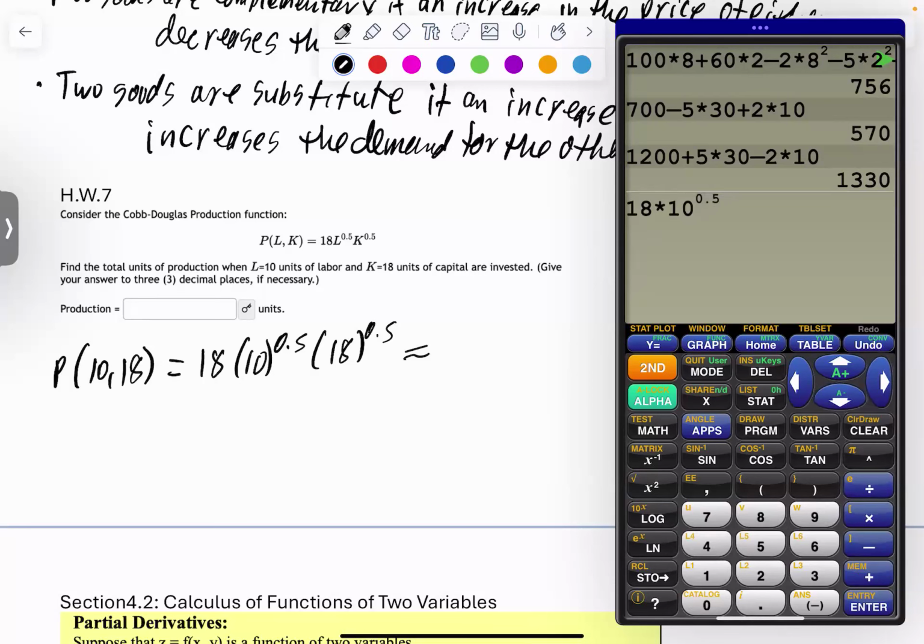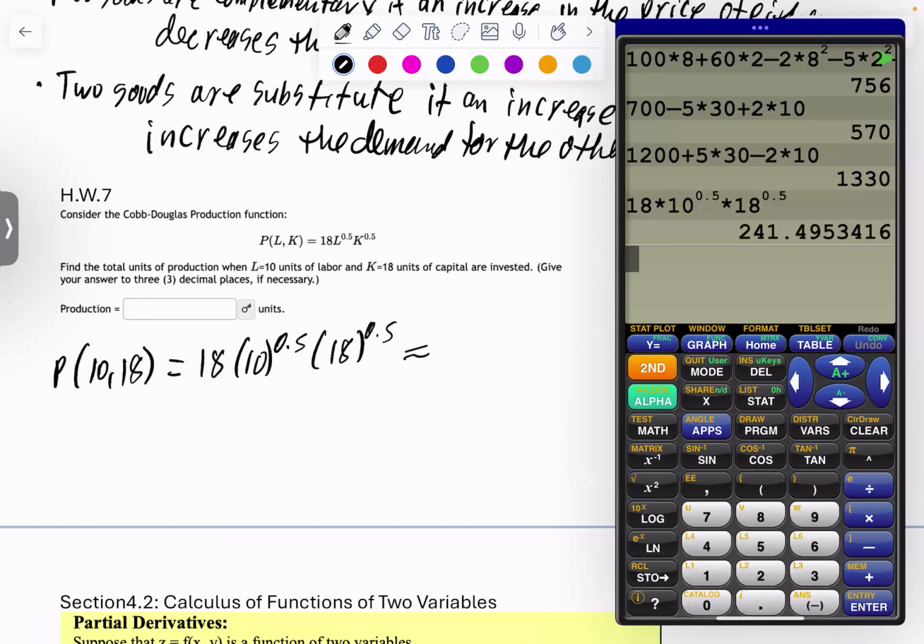Let's use the arrow to get out of the exponent if you need to. Times 18 raised to the 0.5. So I'm getting about 241.495 units. So it's not too bad.